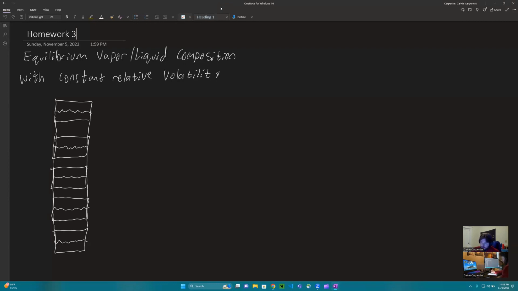Pretend this is our tower, and you have some sort of liquid flowing across each stage. What's going on here is you have a feed. And that feed is being both, so it's coming in contact with liquid and vapor.